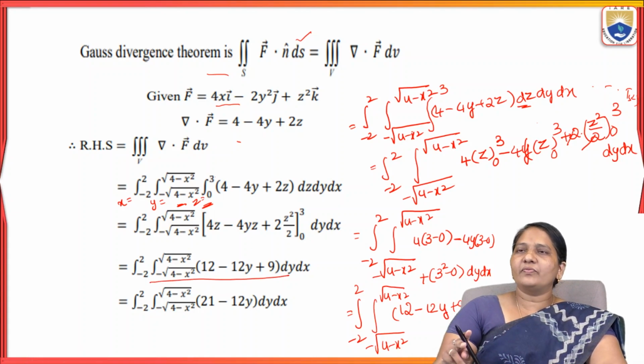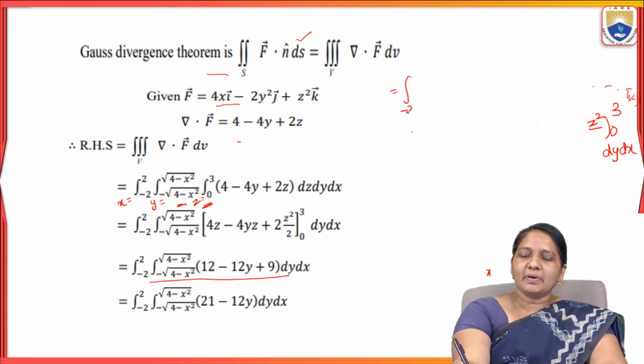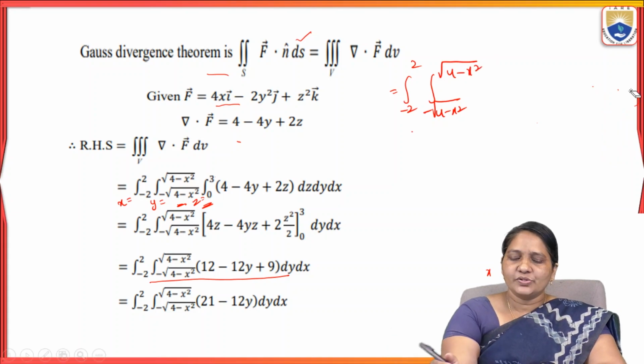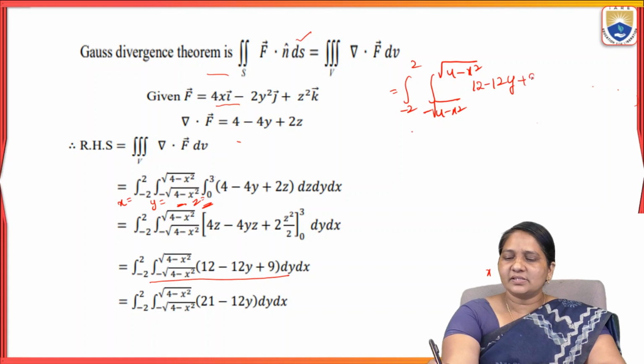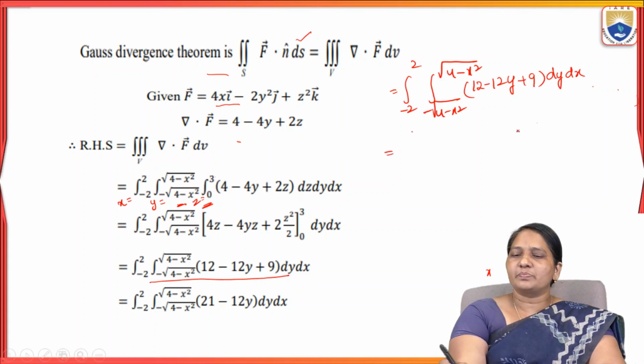So we are going to simplify with respect to y and with respect to x. Now, the integral from minus 2 to 2, integral from minus square root of 4 minus x square to square root of 4 minus x square, of 12 minus 12y plus 9 dy dx. First we will do with respect to y.